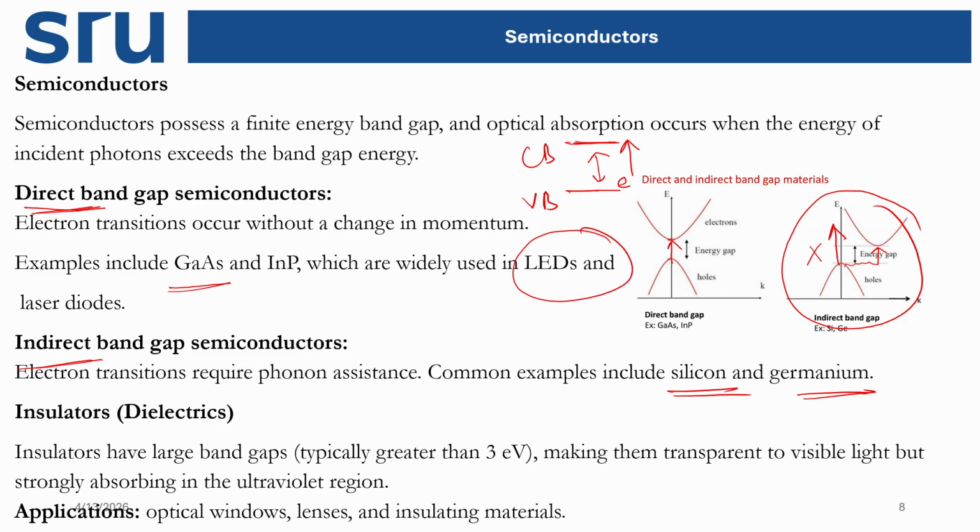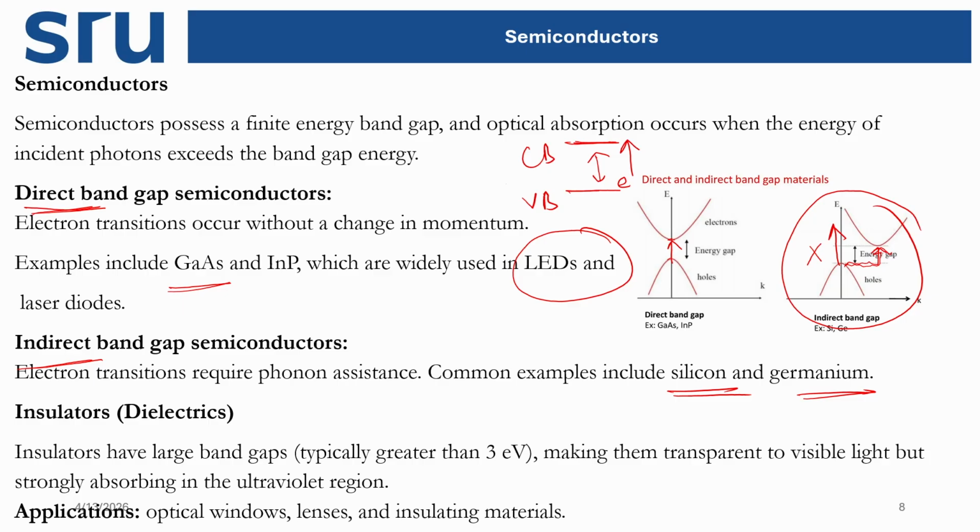When the transition takes place without any change in the momentum, that is called a direct band gap. But here, the momentum changes, and the vibrations also take part in these transitions.